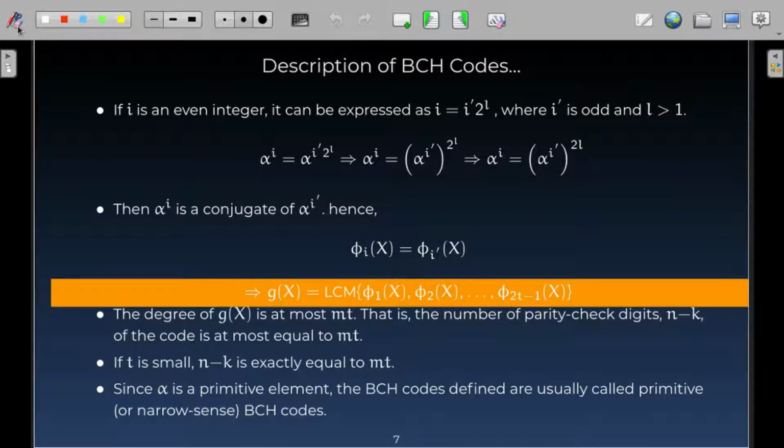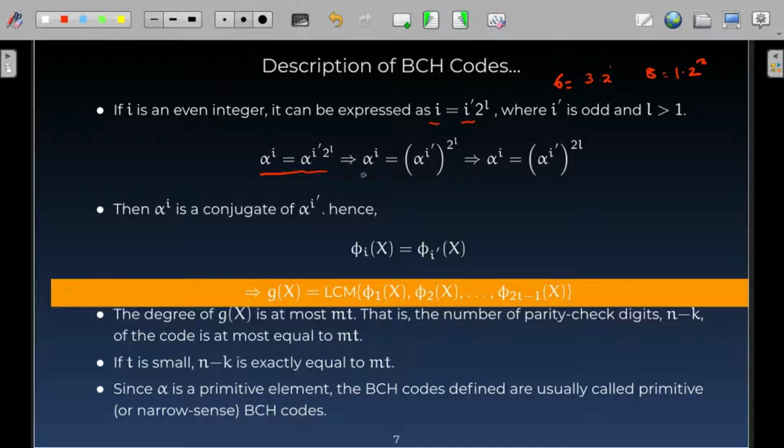Now let's consider that i is an even integer. In that case, i can always be represented as i equal to i' times 2^l. For example, 6 can be written as 3 times 2 to the power 1, isn't it? In a similar manner, 8 can be written as 1 times 2 to the power 3. So you can see that if you have i as an even integer, then it can always be represented in this form.